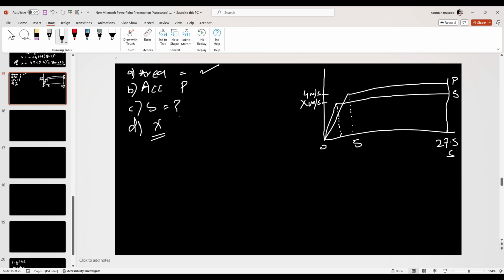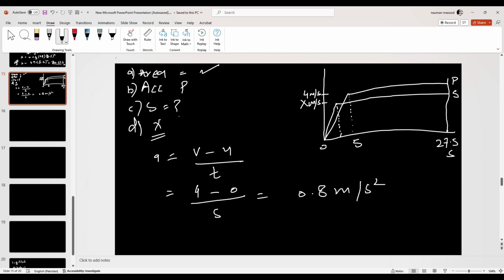So that's one thing. Now we have to find the acceleration of Pat. The formula for acceleration is final velocity minus initial velocity divided by time. So what is the final velocity of Pat? Pat's final velocity is 4 meters per second, his initial velocity is 0, and the total time for him to reach this velocity is 5 seconds. So his acceleration will come out to be 4 divided by 5, that is 0.8 meters per second squared. So that's the acceleration of Pat, 0.8 meters per second squared.